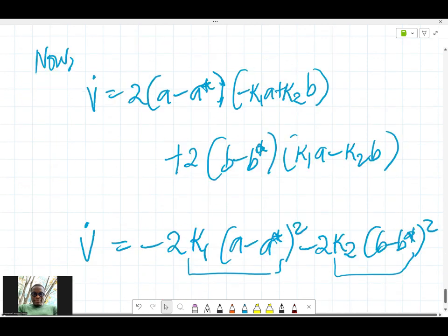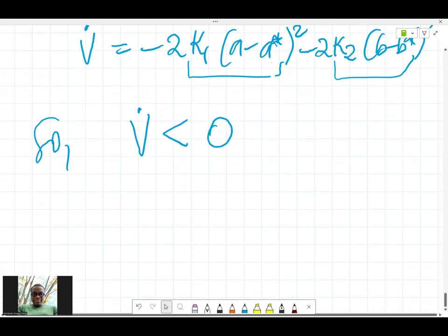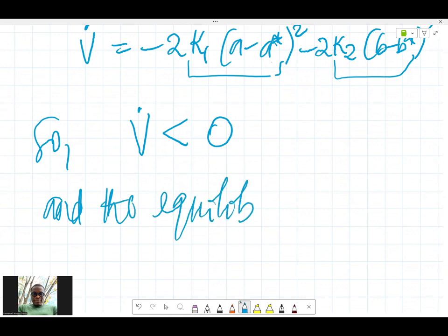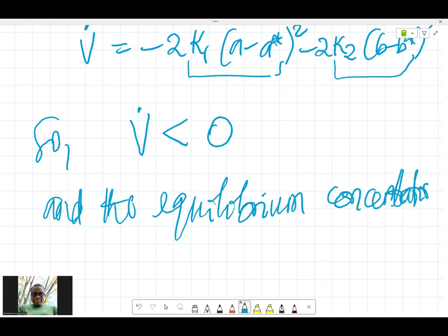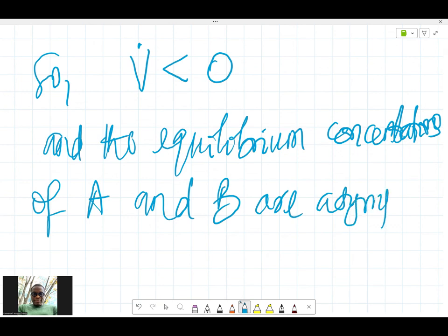we have V dot based on the fact that all this side is negative. This is positive because of the square, and k1 and k2 are also positive. So minus and minus will guarantee that V dot is less than zero. So V dot is less than zero, and the equilibrium concentrations of A and B are asymptotically stable. They are asymptotically stable.